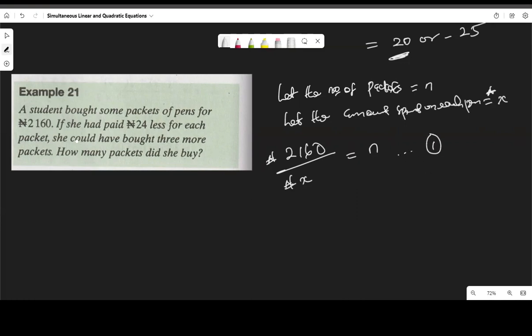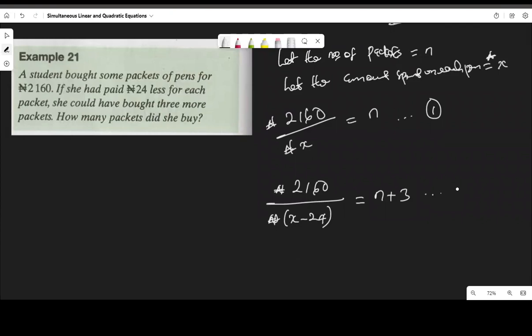Then the second part of the statement says, if she had paid 24 naira less for each packet, she could have bought 3 more packets. 24 naira less for each packet, meaning 2,160 naira divided by, instead of x, x minus 24, and she could have bought n plus 3 instead of n. So they say she could have bought 3 more packets. The question then says, how many packets did she buy? Let's call this equation 2.